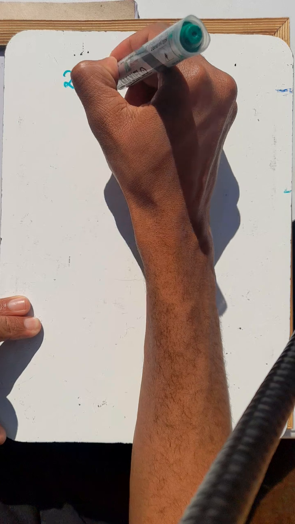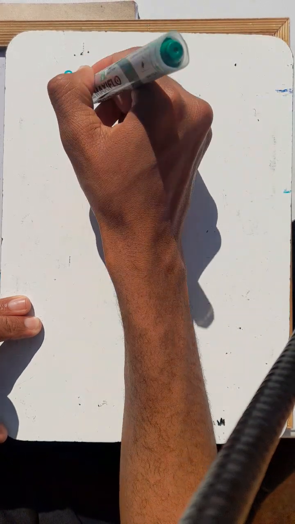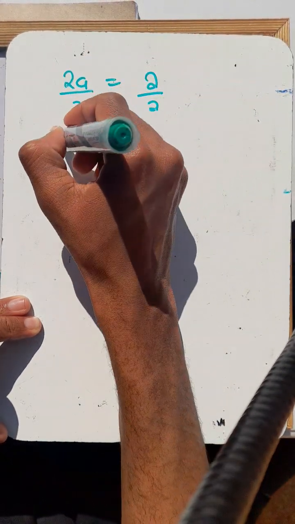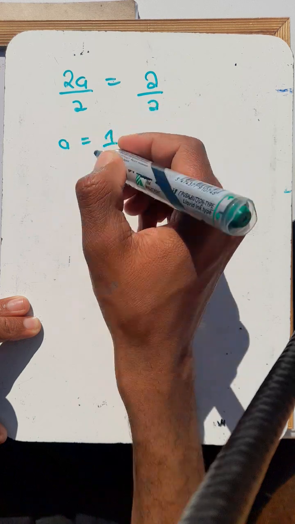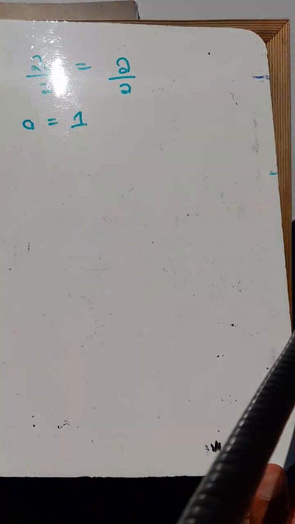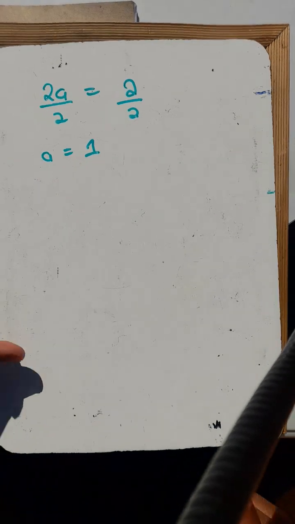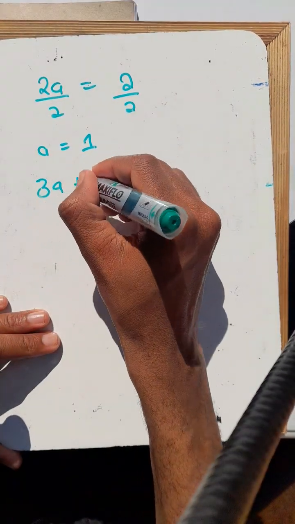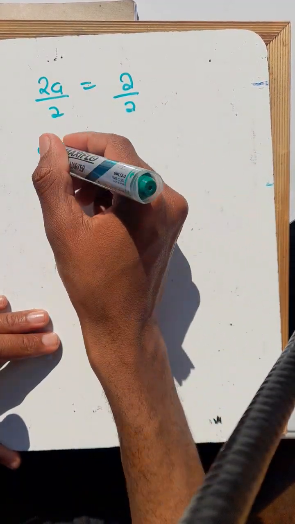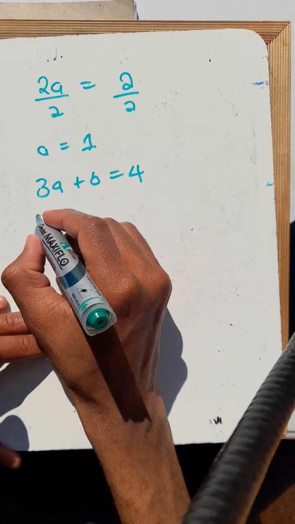2a is equal to 2. Divide by 2, a is 1. Then let's look for b. I'm going to use 3a plus b is equal to 4. We do know what a is, it's 1, so let's go ahead and substitute.